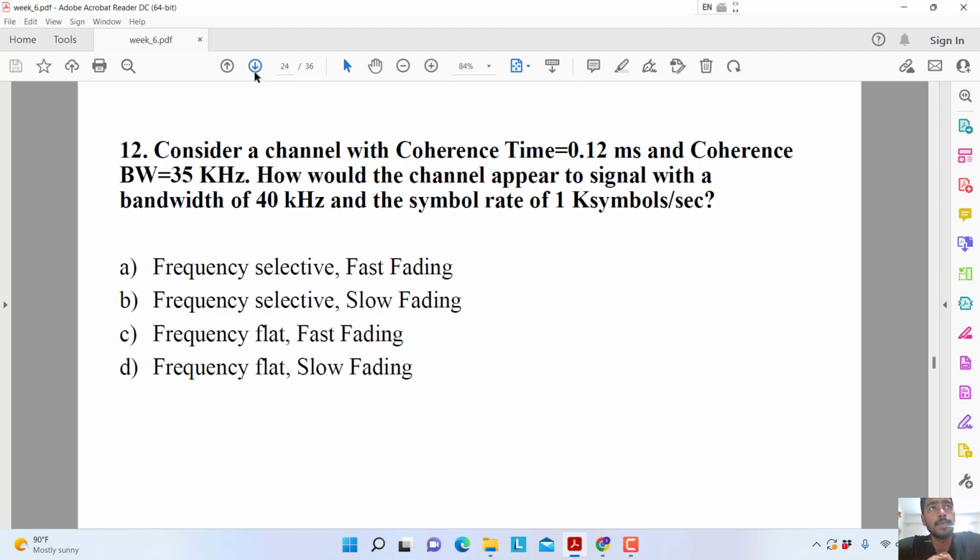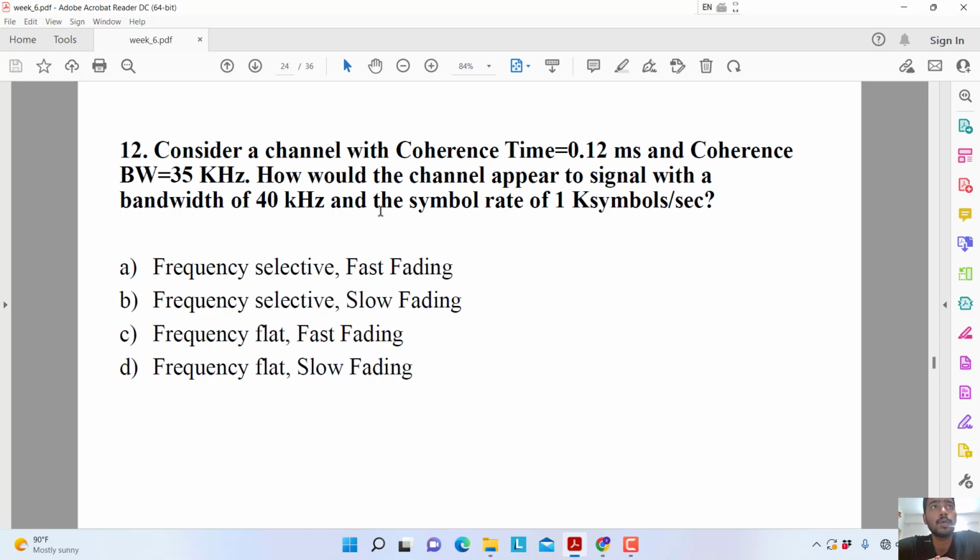Next, question 12. Consider a channel with a coherence time of 0.12 millisecond and a coherence bandwidth of 35 kilohertz. How would the channel appear to a signal with a bandwidth of 40 kilohertz and a symbol rate of 1k symbols per second? We have to tell which option is right. Using this data, we can comment whether the channel is frequency selective or frequency flat, and whether it is fast fading or slow fading.